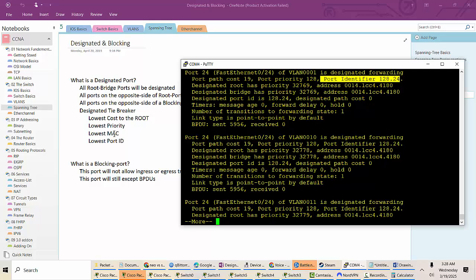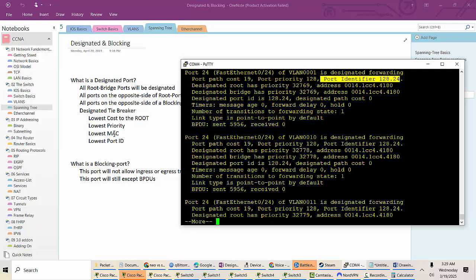Now, when I'm trying to determine from one link onto the other who's going to be designated, that means you're not the root bridge. Because if you're the root bridge, all of them are going to be designated, but you're not the root bridge. All right, so you got two links. Your link and the opposite link on the other side are the point-to-point link. I need to figure out who's going to be designated. So if I have a lower cost than my direct link, I become designated. If I have a higher cost, he becomes designated.